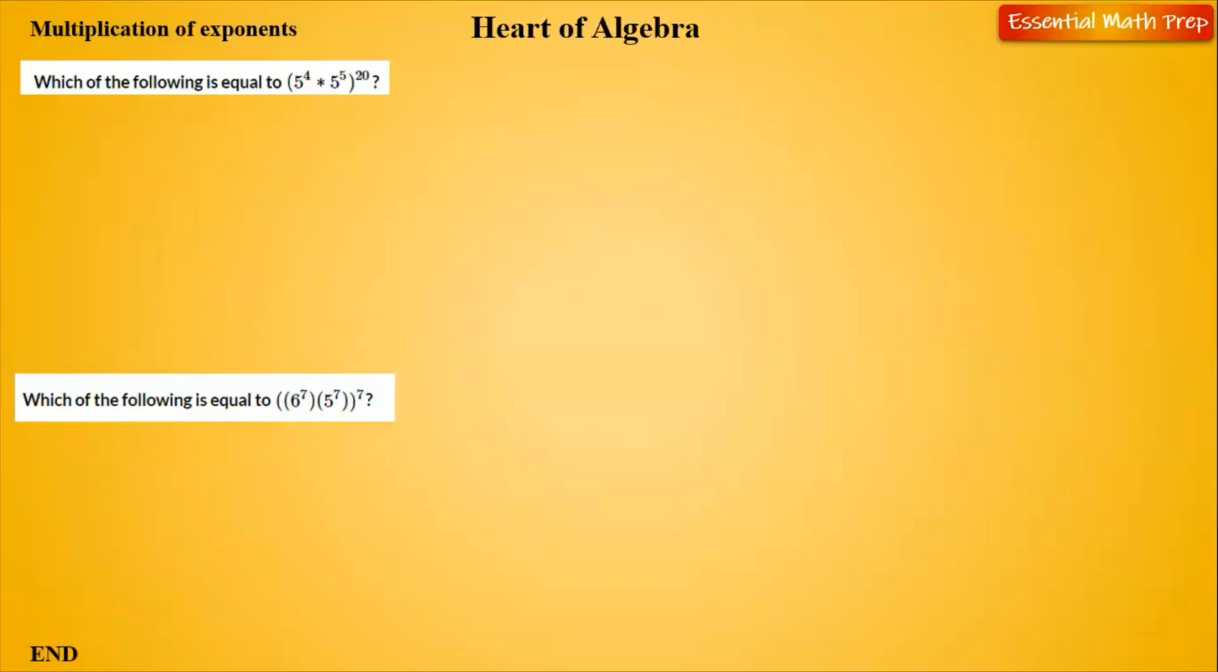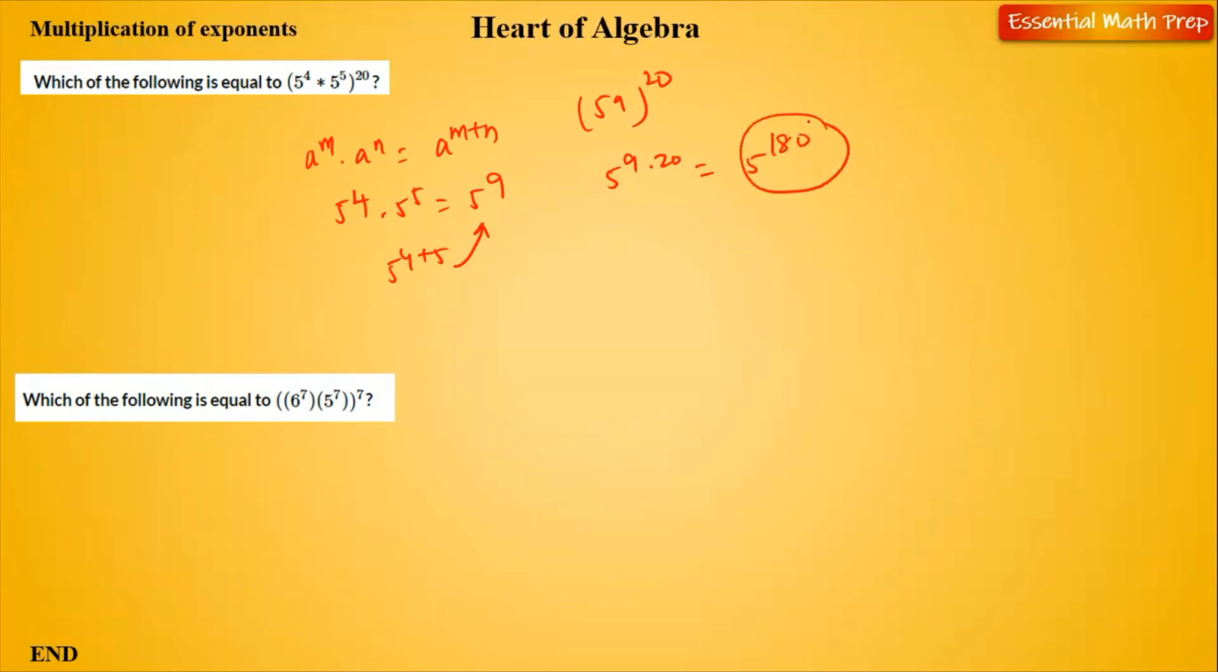Okay, these are the two last problems in this video. Which of the following is equal to 5 power 4 times 5 power 5 raised to the power 20? First, let's get what's inside the bracket to one term. So a power m times a power n is a power m plus n. So 5 power 4 times 5 power 5 is 5 power 9, right? Because that is 5 power 4 plus 5. 5 power 9 raised to the power 20 is 5 power 9 times 20, which is 5 power 180. That's it.